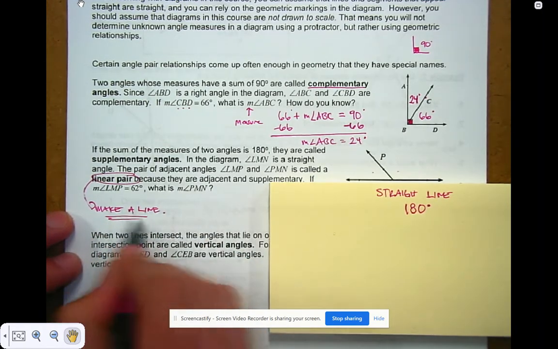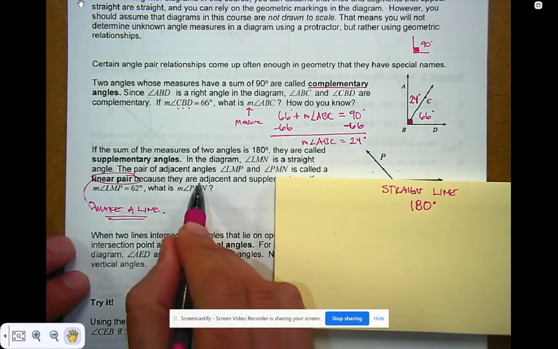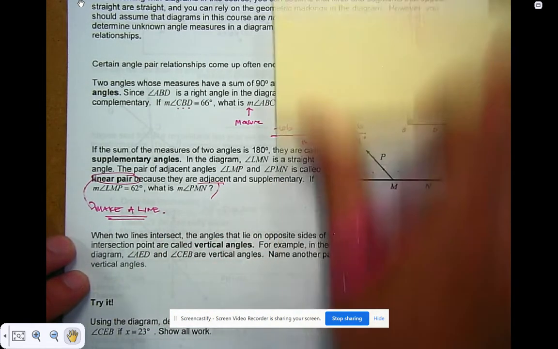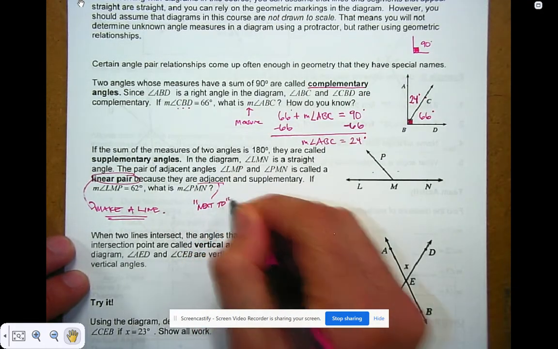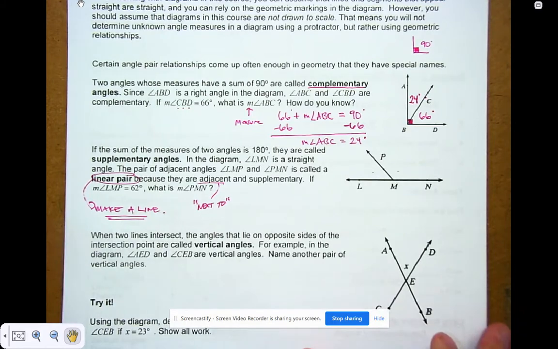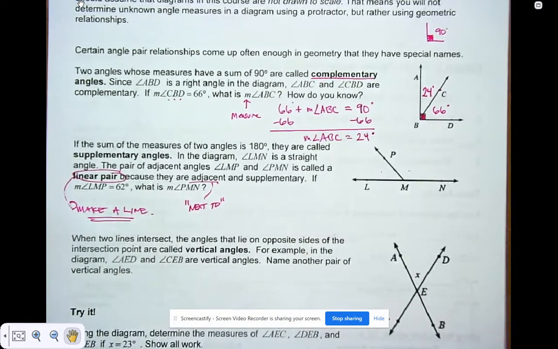Right? So that's just a fancy way to say they make a line. Yes, they're supplementary. Adjacent is fancy for next to. It's like your neighbor in an apartment complex, right? They live right next to you, or they're adjacent. Okay, all right, so they're going to do the same thing again.